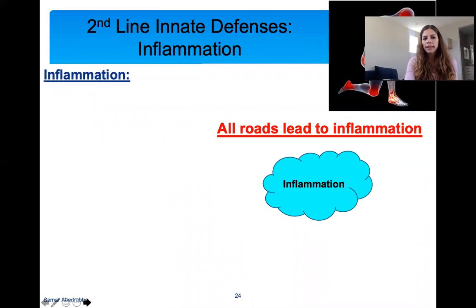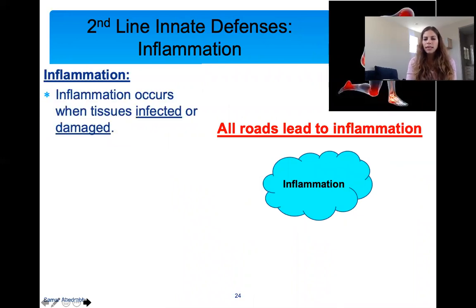Now we're going to talk about inflammation. Before I mention inflammation, I want to say that many different cell types can lead to inflammation, and inflammation happens when cells are infected or damaged. So this is a microbiology class, so we're talking about infection with different microbes, but as you know, you can get inflammation when cells are damaged. So if you hit your hand really hard, you can get inflammation there because those tissues are damaged.